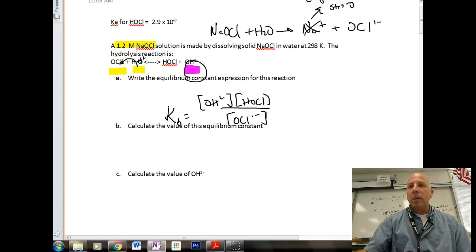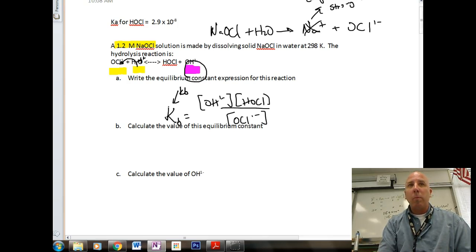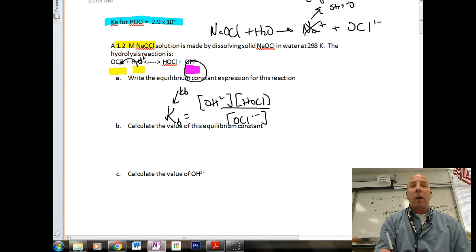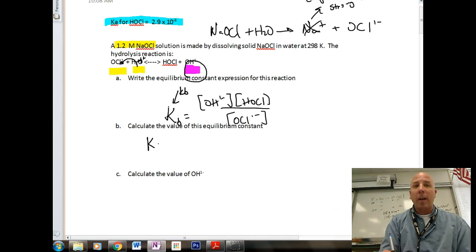Now, the next thing it's going to do is ask us to calculate the value of this equilibrium constant. So we're going to be calculating the value of Kb. We're given some things that we can work with with respect to an ice table, but we have to look way up here at the top, and we have a Ka value for HOCl. So if we know our Ka value for HOCl and we need Kb, we're just going to use the expression Ka multiplied by Kb is equal to Kw.